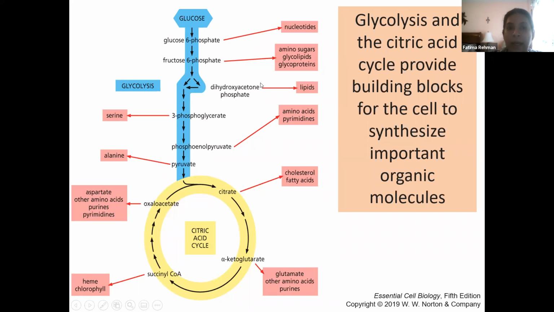So if on a question I ask, give me an example of 2 different building blocks that can be created through the process of glycolysis, you should be able to come up with, well, it creates sugars that can be added to create glycolipids and glycoproteins, and it produces R groups that can be added to create different amino acids. Got it?